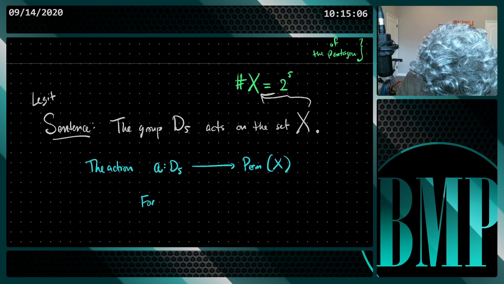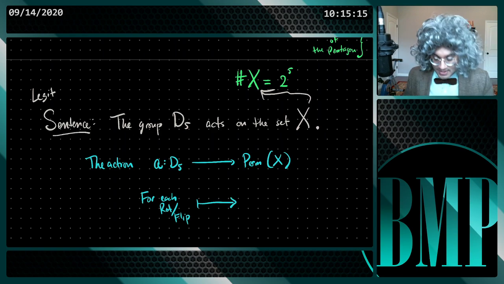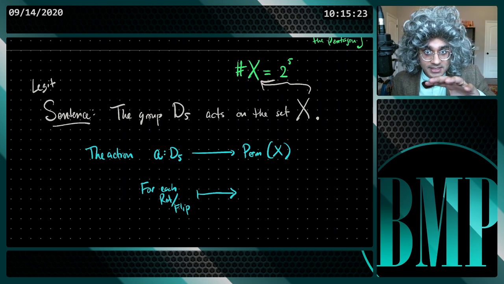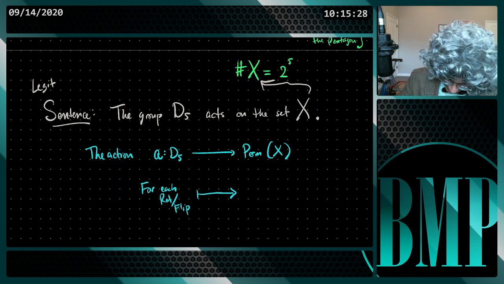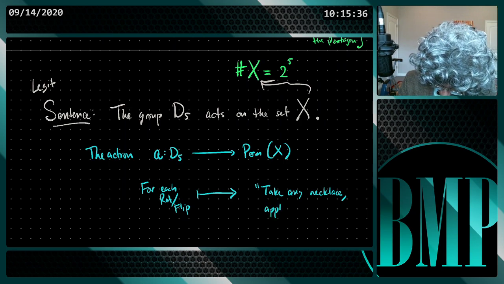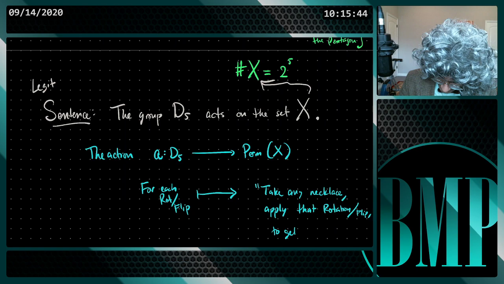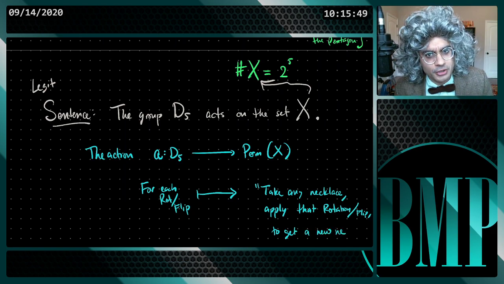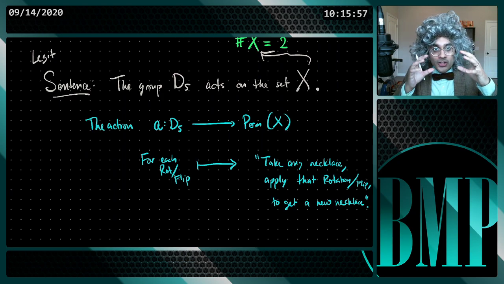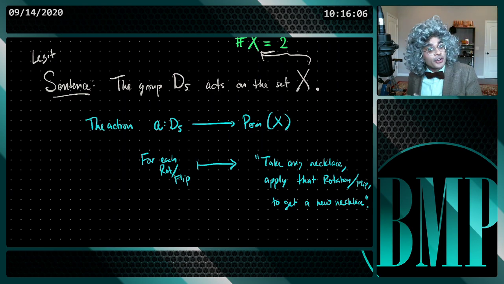The action is, for each rotation or flip, you send it to the permutation of the set of necklaces where you take a necklace, apply that rotation, and produce a new necklace. Take any necklace, apply that rotation, to get a new necklace. New means possibly new, could be the same. This is describing a crazy permutation on this 32 element set. Every necklace, in combination with a rotation, will produce a second necklace.